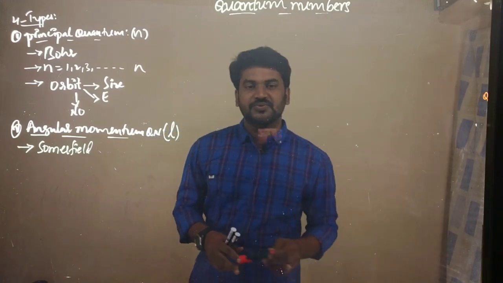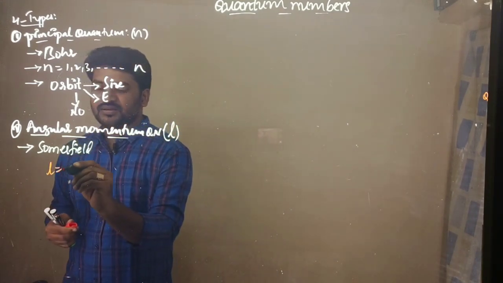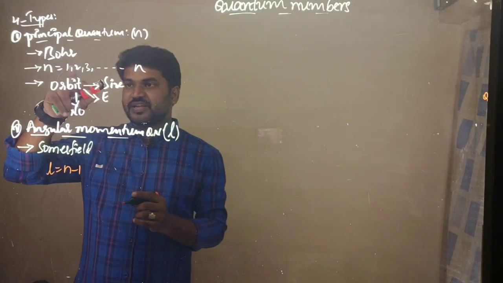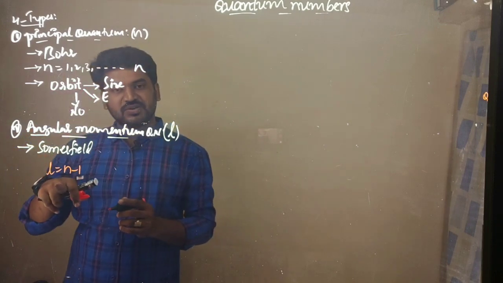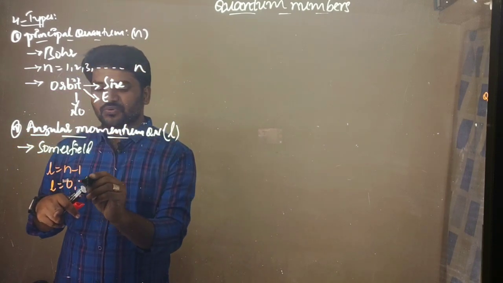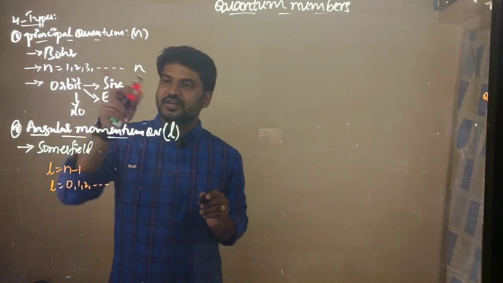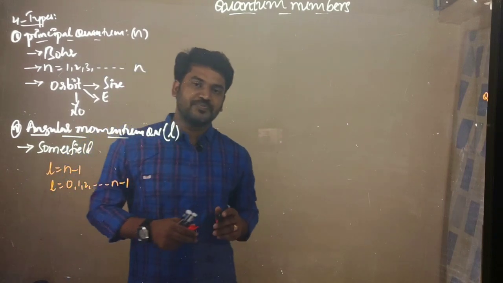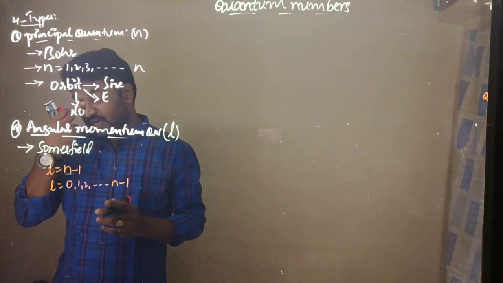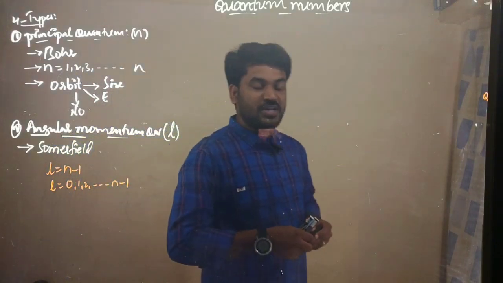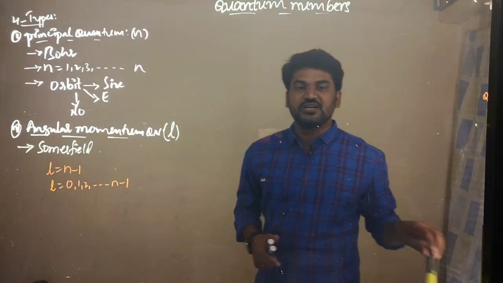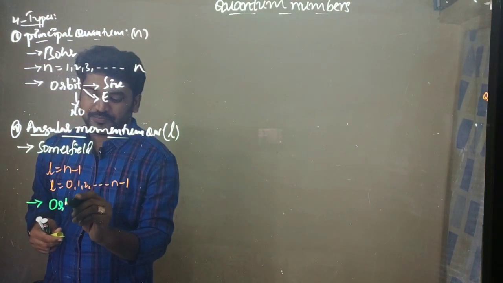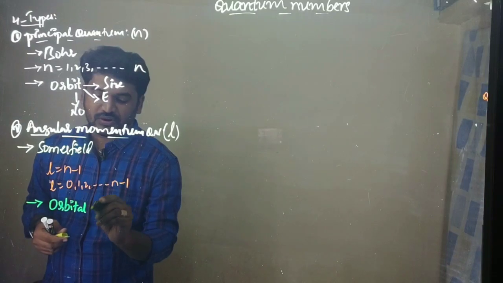And the L values are from 0 to n minus 1. That means n starts from 1 onwards, so L starts from 0, 1, 2, and so on, up to n minus 1. And what information does the angular momentum quantum number give us? It gives the information about the orbital.